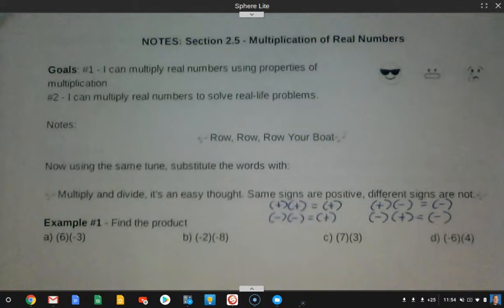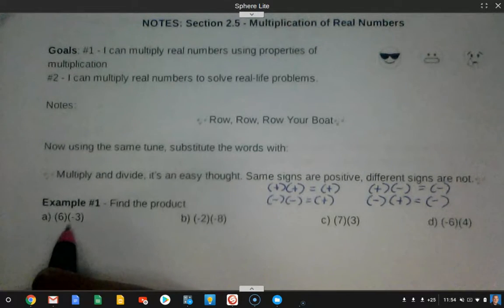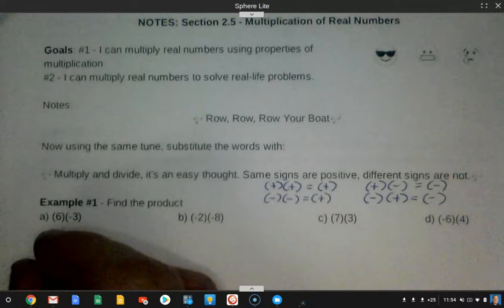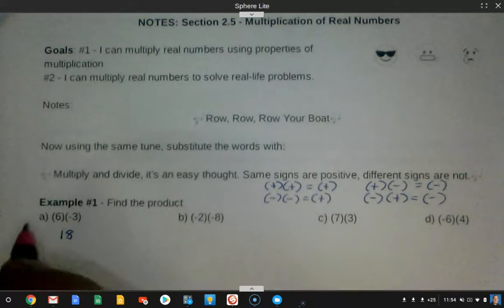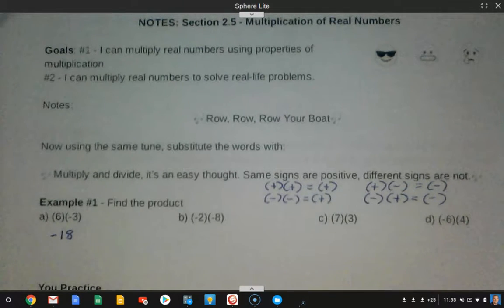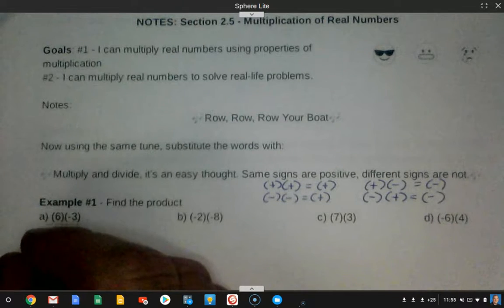So here we go. Let's look at example 1, part A. If I have 6 times negative 3, we're first going to take 6 times 3, which is 18. A positive times a negative is a negative, using the fact that different signs are not. So it's an easy thought. So this will give me negative 18.